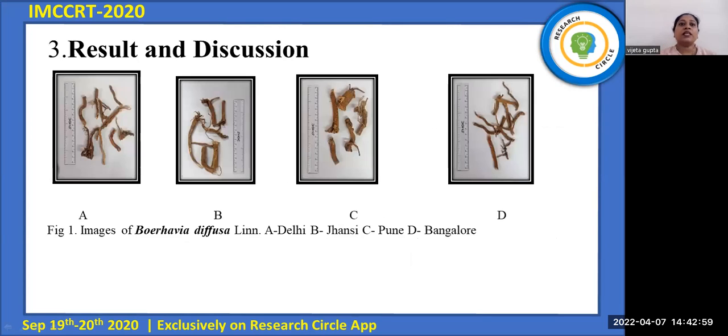So these are the results and discussions. These are some images of roots collected from different regions. A is the Delhi region, and B is Jhansi. C is Pune, and D is Bangalore. See, there is some difference: lateral roots, the thickness, and the color are also different. So these are 4 images of Boerhavia diffusa Linn obtained from different geographical regions.